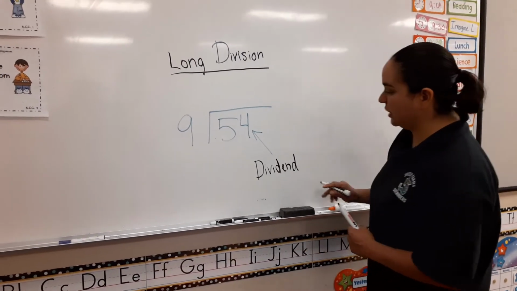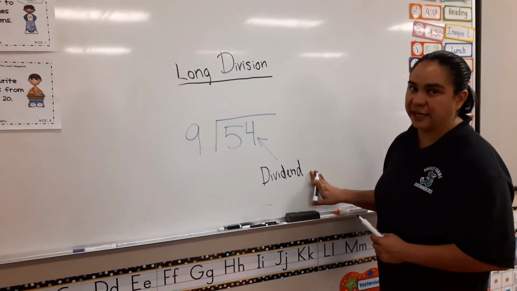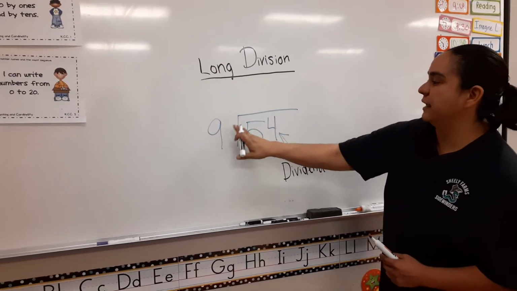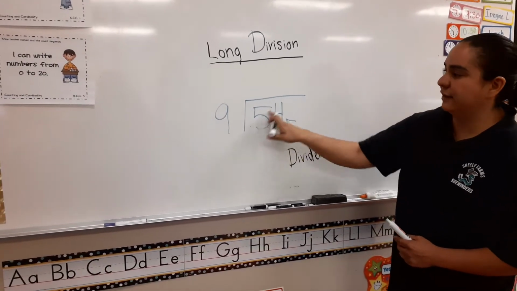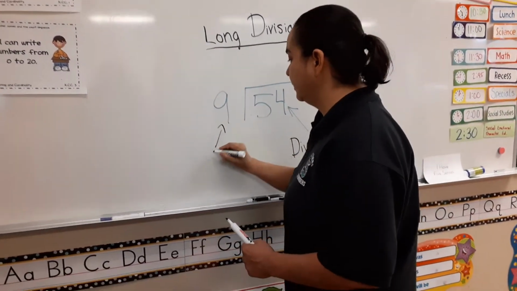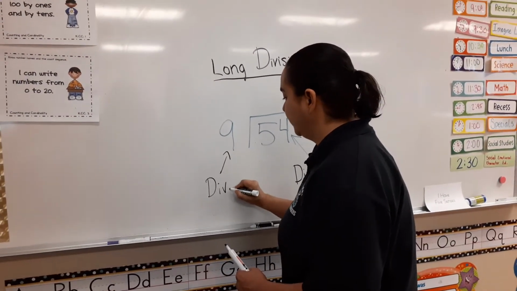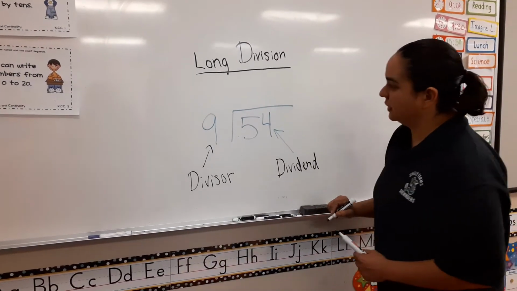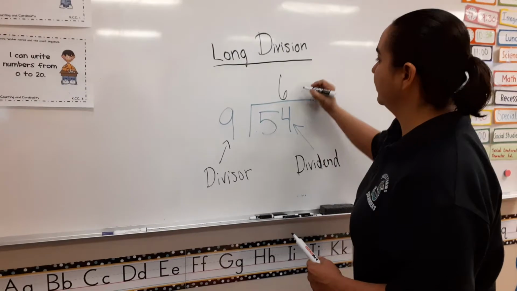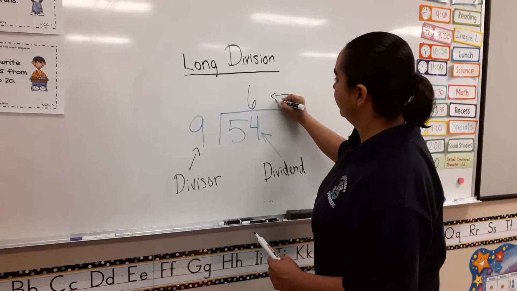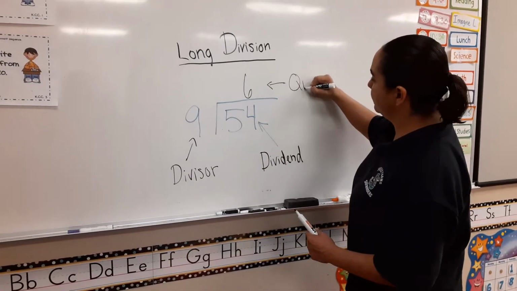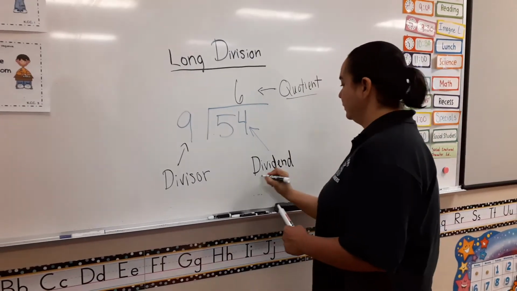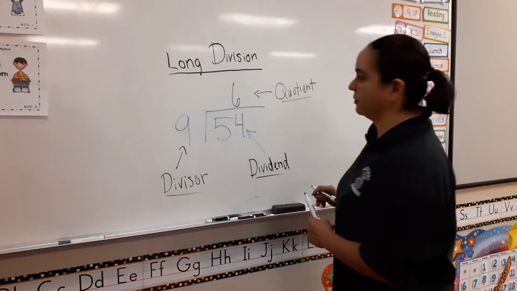All right, good job. So next we have the divisor is going to be 54 divided by 9. So whatever the dividend is divided by is going to be the divisor. And last but not least, if you remember, the third term was the quotient. So those are the three terms we need to remember.